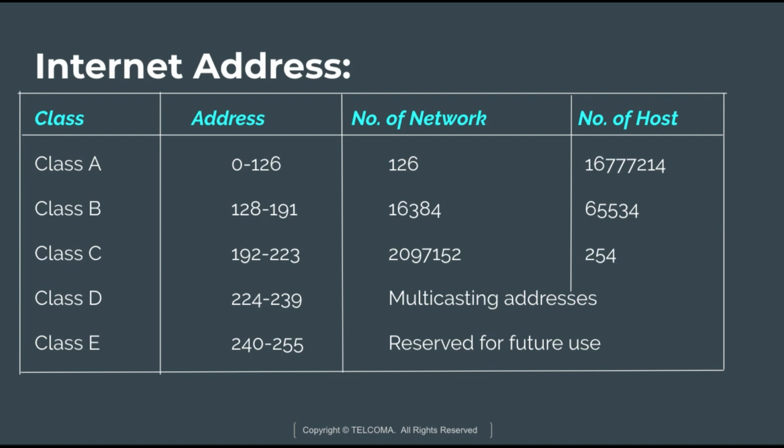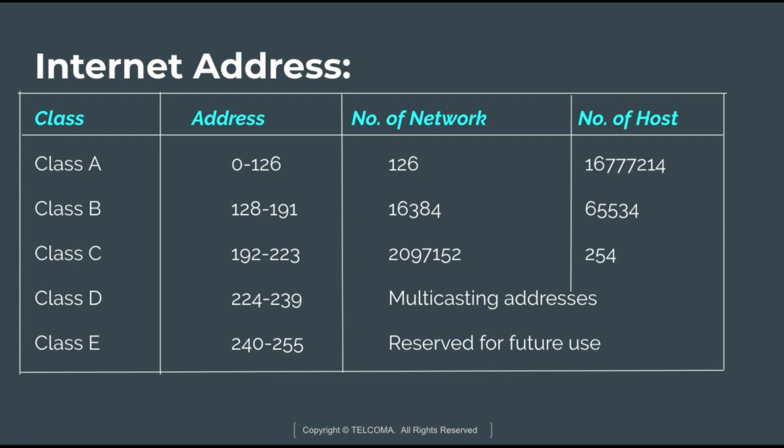In class C, the address ranges from 192 to 223, and the number of networks is around 2 billion, and the number of hosts is 254.